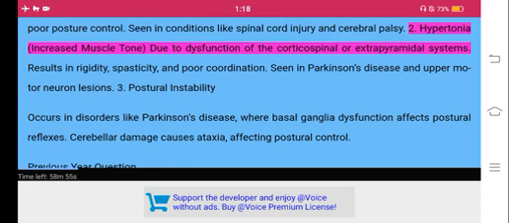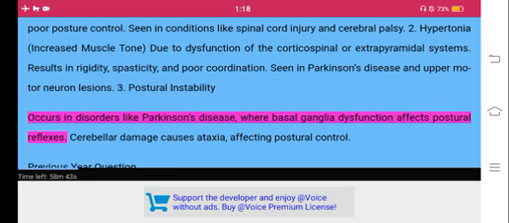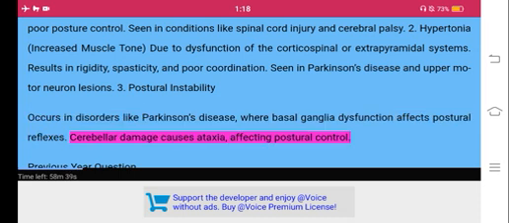2. Hypertonia, increased muscle tone due to dysfunction of the corticospinal or extrapyramidal systems. Results in rigidity, spasticity, and poor coordination. Seen in Parkinson's disease and upper motor neuron lesions. 3. Postural instability. Occurs in disorders like Parkinson's disease, where basal ganglia dysfunction affects postural reflexes. Cerebellar damage causes ataxia, affecting postural control.